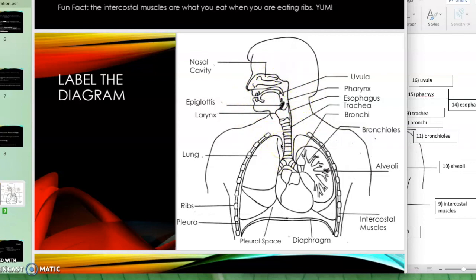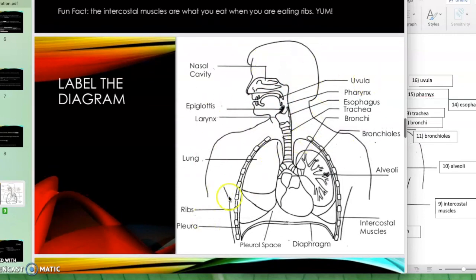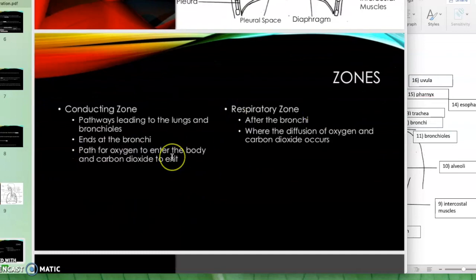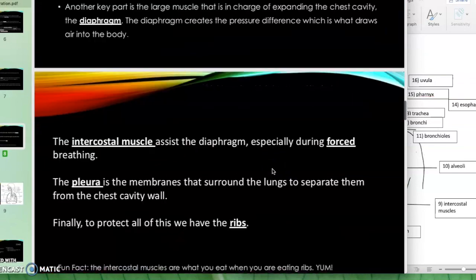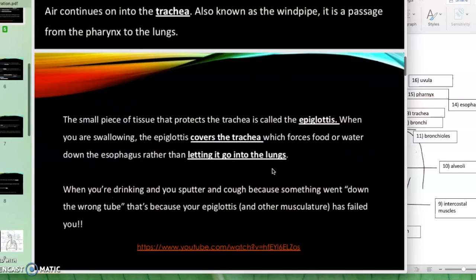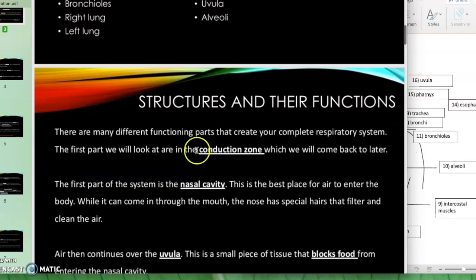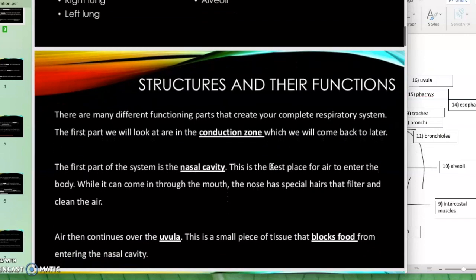Okay, so I hope that kind of clears up any issues you have with labeling the diagram, understanding these two different zones, and then hopefully with the diagram and all of these notes that we covered yesterday, you have a good understanding of how the respiratory system is set up and what the structures and their functions are. If you have any questions, please reach out and let me know.